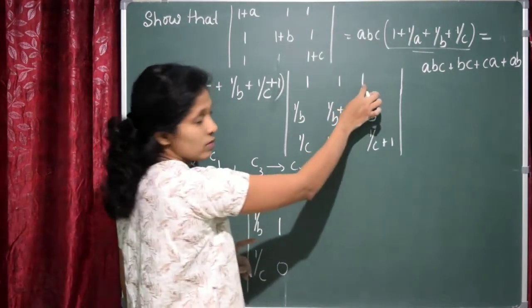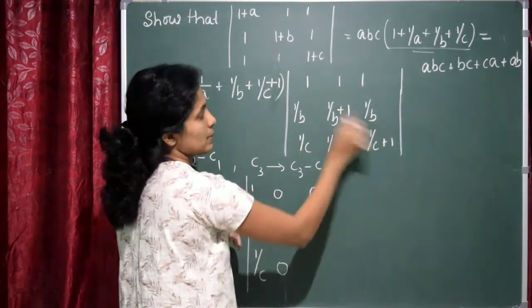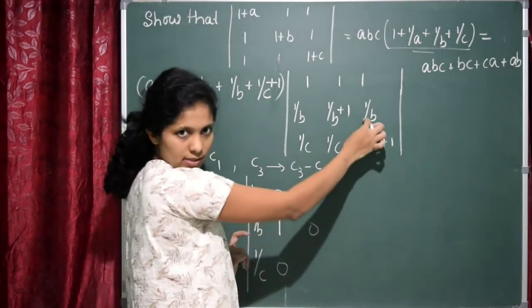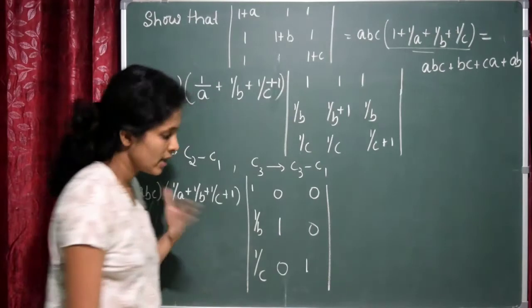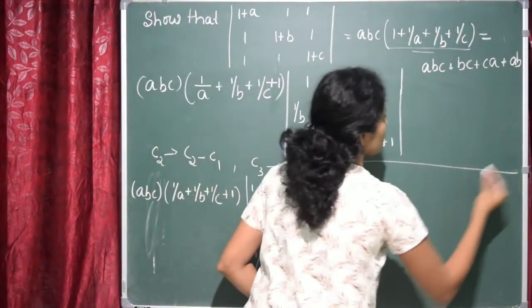So, this is now C3 minus C1. 1 minus 1 will be 0. 1 by B minus 1 by B will be 0. 1 by C plus 1 minus 1 by C, so 1 by C and 1 by C will get cancelled. So, this will be equal to 1. Now, many zeros are there, right? Directly we will expand this one. Is it clear? Already we got the answer, right?